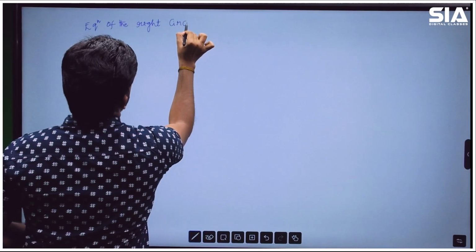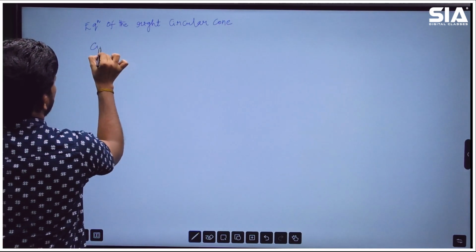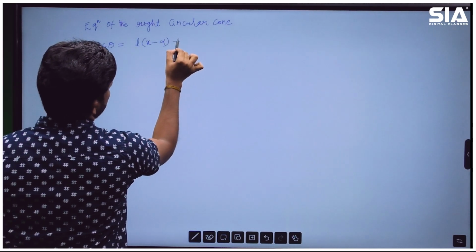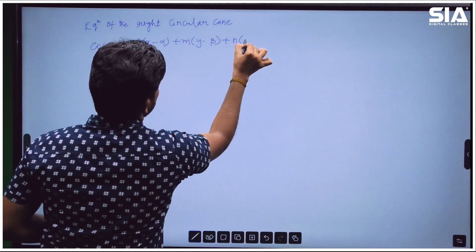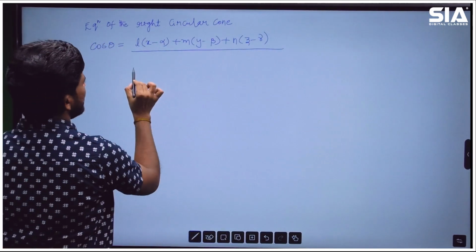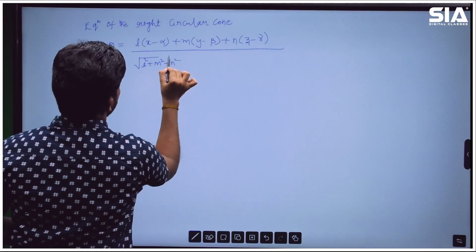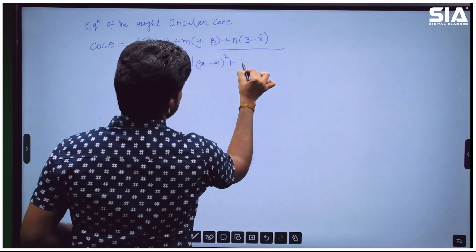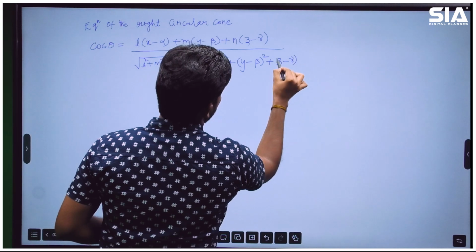Right circular cone. So it is given by, what is the formula? Cos theta is equal to l(x minus alpha) plus m(y minus beta) plus n(z minus gamma), divided by under root of l square plus m square plus n square, into under root of (x minus alpha) whole square plus (y minus beta) whole square plus (z minus gamma) whole square.